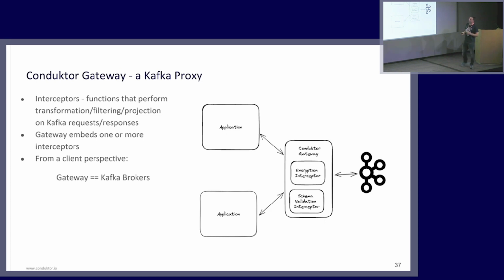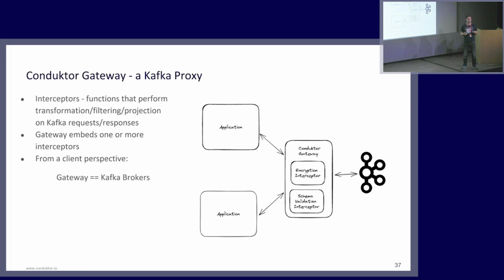So Conduktor Gateway, there are other proxies, by the way. I happen to work for Conduktor, and I'm going to use this to explain the concepts, but please go look at other ones if it makes you feel better. But Conduktor Gateway, as you can see, sits between your Kafka cluster and your applications, and it provides this concept that we have. We call them interceptors.